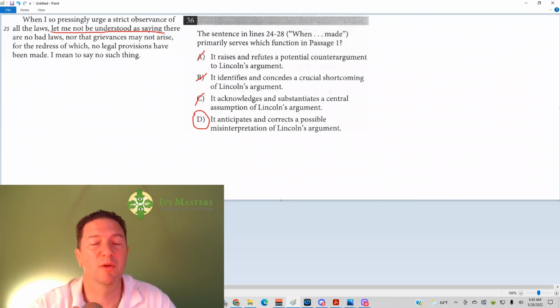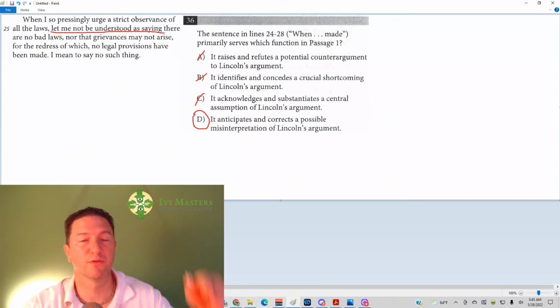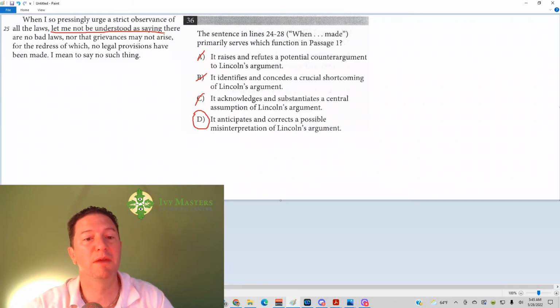And then I'm going to read it one more time, and I'm going to emphasize the parts that play into answer choice D. When I so pressingly urge a strict observance of all the laws, that was the first paragraph, let me not be understood as saying. He's afraid people are going to misinterpret what he's saying. There are no bad laws, nor that grievances may not arise, for the redress of which no legal provisions have been made. I mean to say no such thing. And then he goes on to clarify that if we have bad laws, we should change them immediately, but follow them while they are in force.